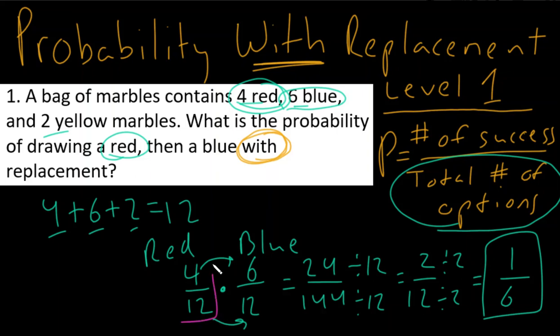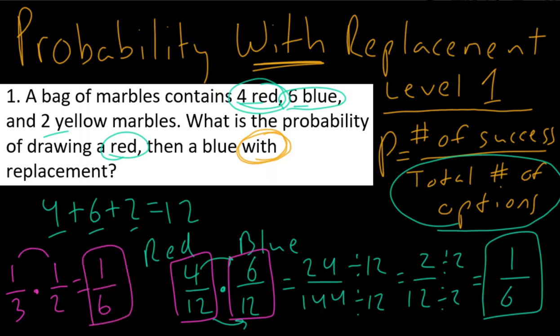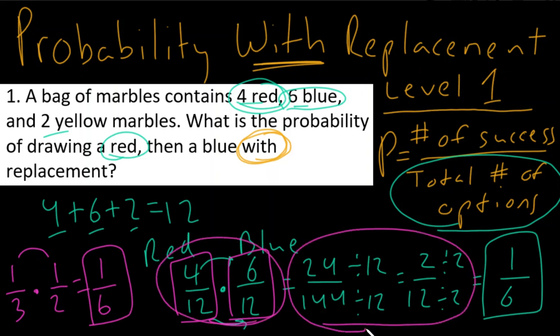Just very quickly, what else could I have done? You could actually reduce these initially. I know 4 and 12 can both be divided by 4. 4 divided by 4 is 1, and 12 divided by 4 is 3, times, right here, 6 and 12 can both be divided by 6. So 6 divided by 6 is 1, and 12 divided by 6 is 2. Once again, to multiply fractions, top times top, 1 times 1 is 1, and 3 times 2 is 6, and we get our 1/6. So you can either multiply these at the beginning and then reduce, or personally, I would encourage you to reduce them first, and then it's easier to get your answer. Either way, the answer is 1 out of 6.